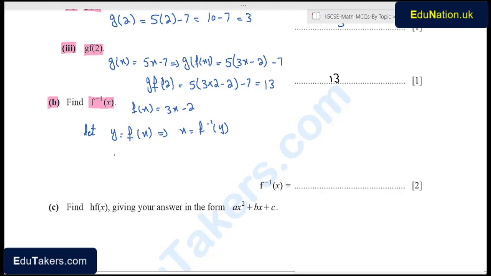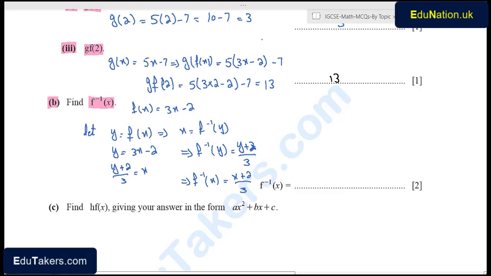Now if y is equal to f of x, then y is equal to 3x minus 2, and y plus 2 over 3 is equal to x, and x is equal to f inverse of y. So this implies f inverse of y is equal to y plus 2 over 3. Replacing y with x implies f inverse of x is equal to x plus 2 over 3.